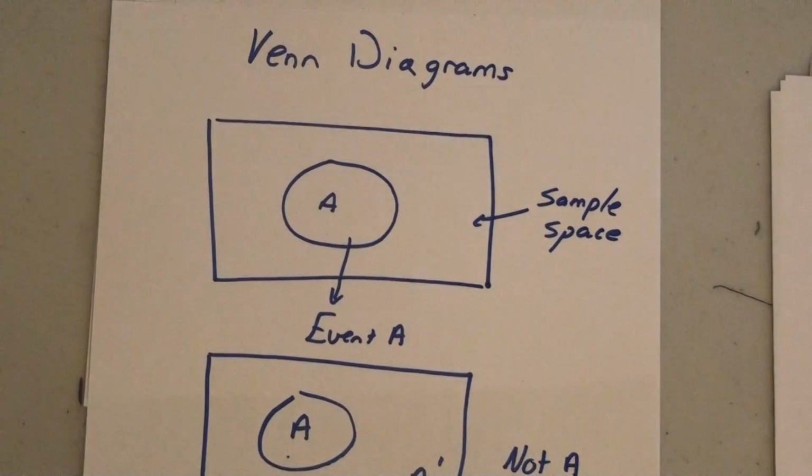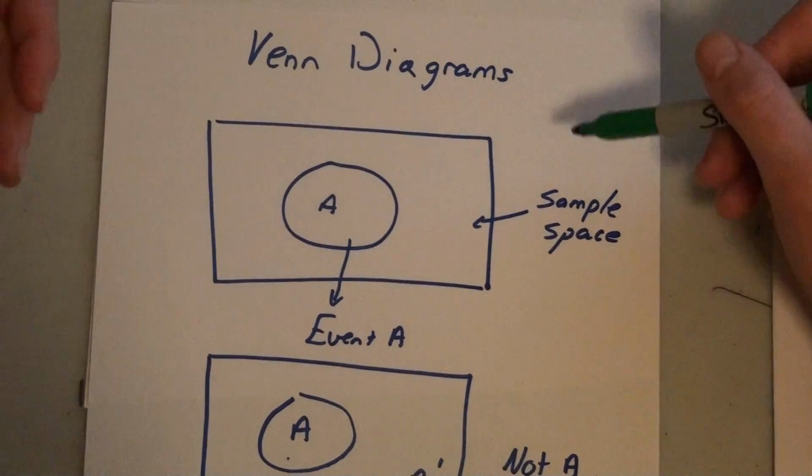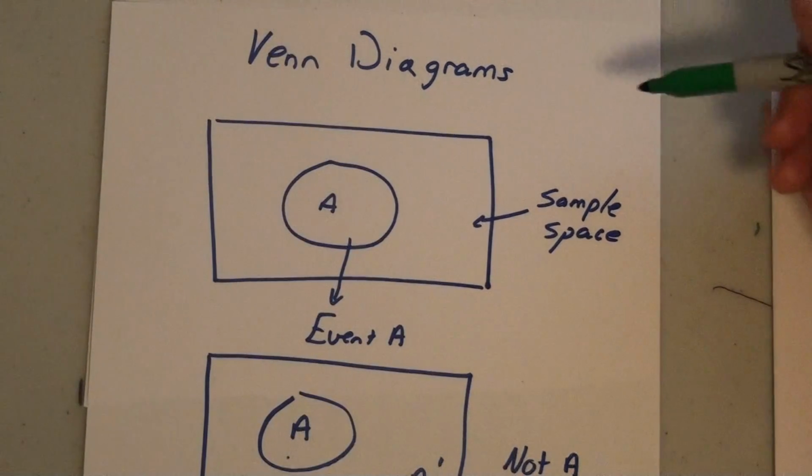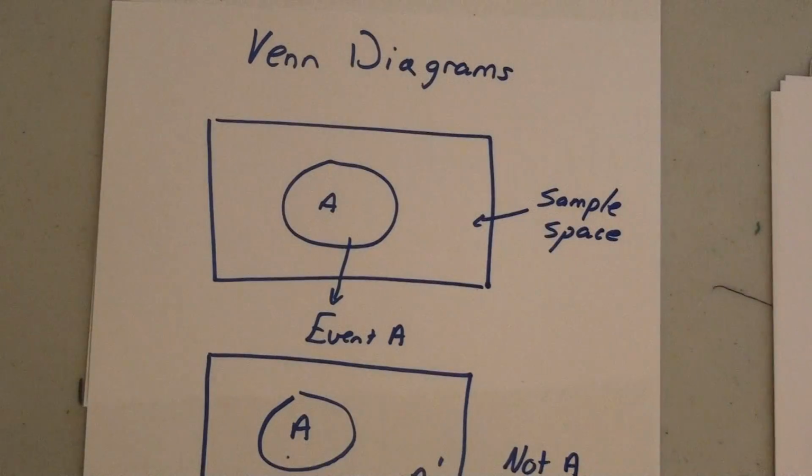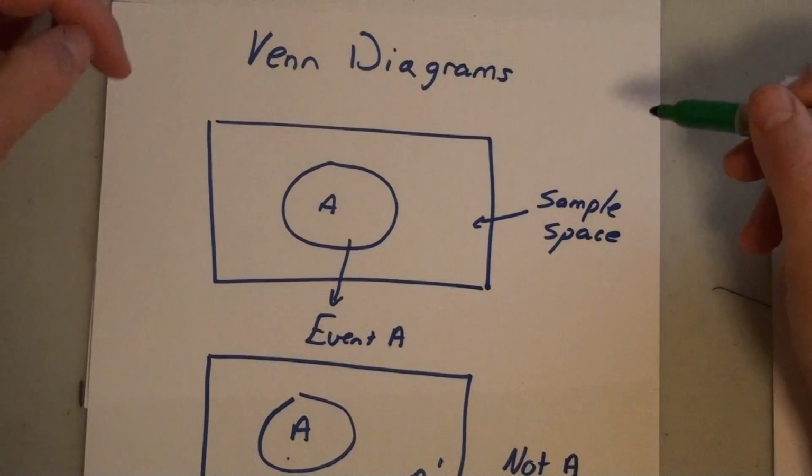This lesson's on Venn diagrams. Venn diagrams can help you with probability. They're a visual aid, much like a tree diagram or a two-dimensional grid. It's a visual aid to help you visualize the question. First thing, a couple basics about Venn diagrams.